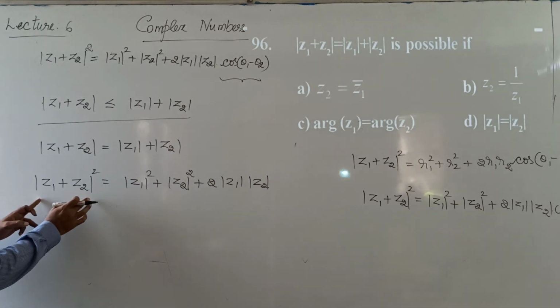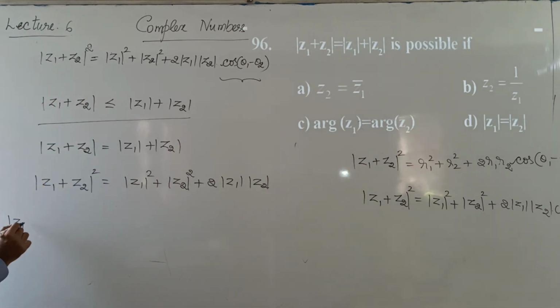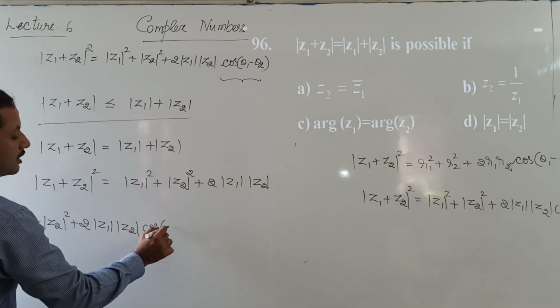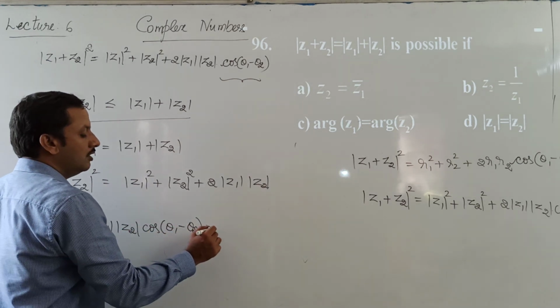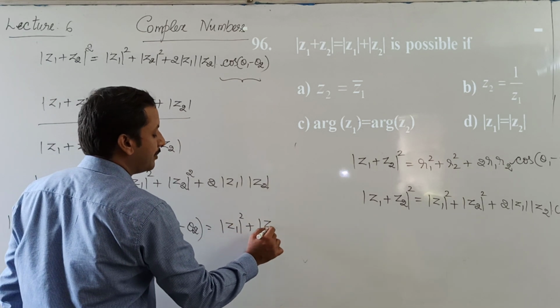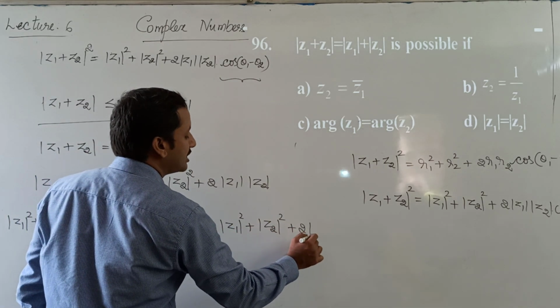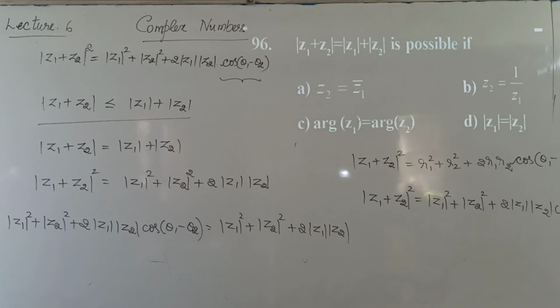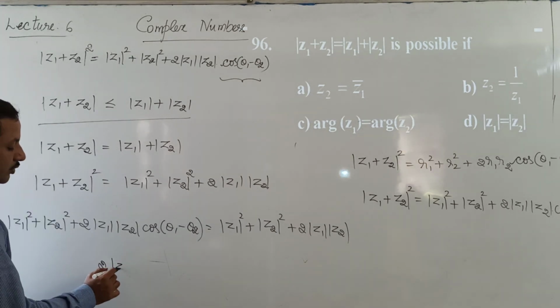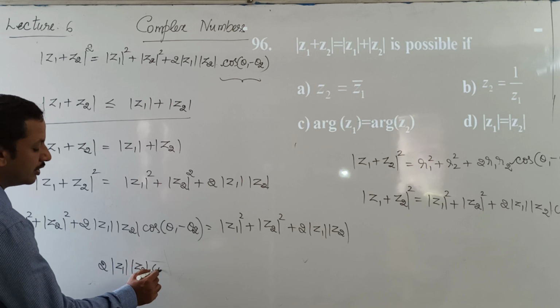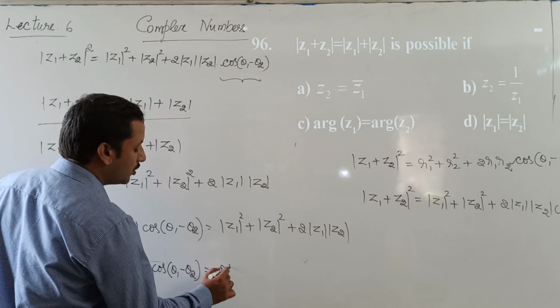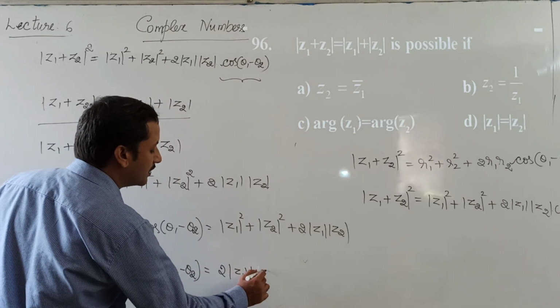Okay. So in place of this I will write mod z1 square plus mod z2 square plus 2 into mod z1 into mod z2 into cos of theta 1 minus theta 2. On the RHS you have mod z1 square plus mod z2 square plus 2 into mod z1 into mod z2. So mod z1 square and mod z2 square get cancelled. We are left with 2 into mod z1 into mod z2 into cos of theta 1 minus theta 2 is equal to 2 into mod z1 into mod z2.